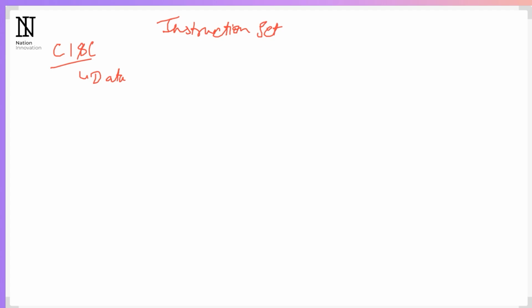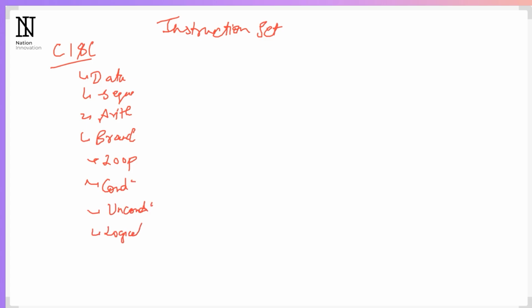data transfer instruction set. Then we have sequential instruction set. Then we have arithmetic instruction set. Then we have branching instruction set. Then we have loop instruction set, conditional instruction set, unconditional instruction set, logical instruction set, and Boolean instruction set. So let's see them one by one.